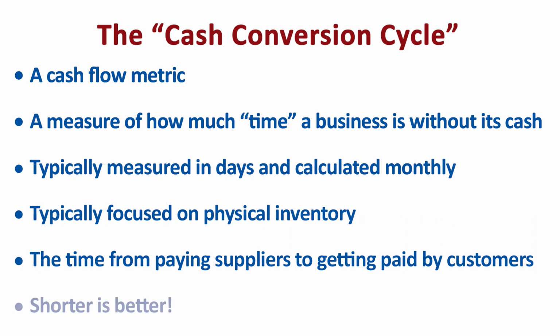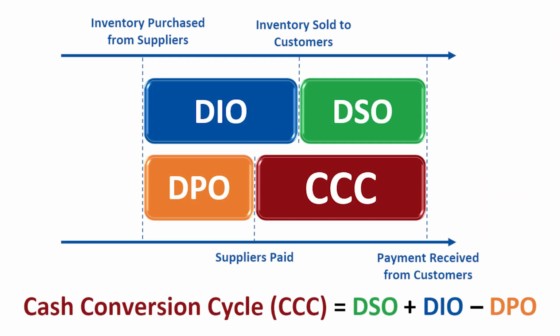A short cash conversion cycle is best. It's an indication of an efficient supply chain, efficient operations, and good overall cash flow management. So, let's take a quick look at each of the terms that make up the cash conversion cycle calculation.